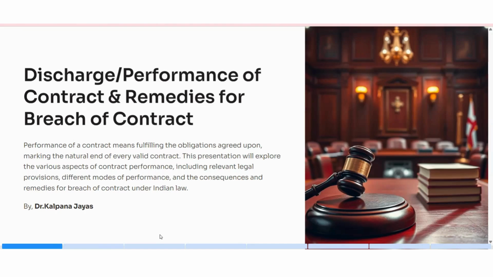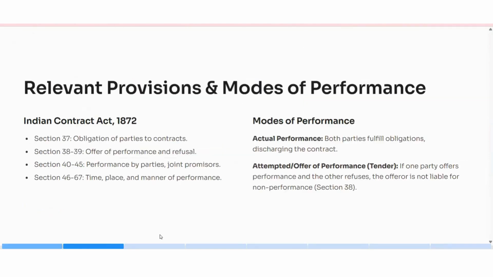So performance of a contract means fulfilling the obligations agreed upon, marking the natural end of every valid contract. This presentation will explore the various aspects of contract performance, including relevant legal provisions, different modes of performance and consequences, and remedies for breach of contract under the Indian Contract Act. So, relevant provisions and mode of performance.